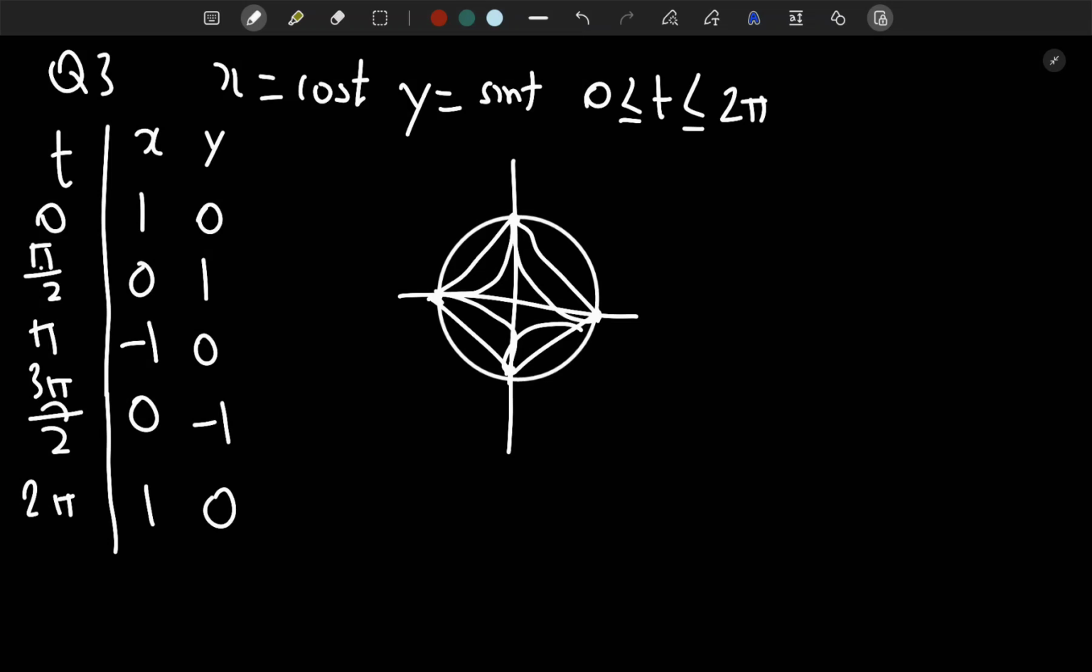The first method is to take another point between 0 and pi over 2, so pi over 4, and this way you will know whether the point is here, here, or on the circle.